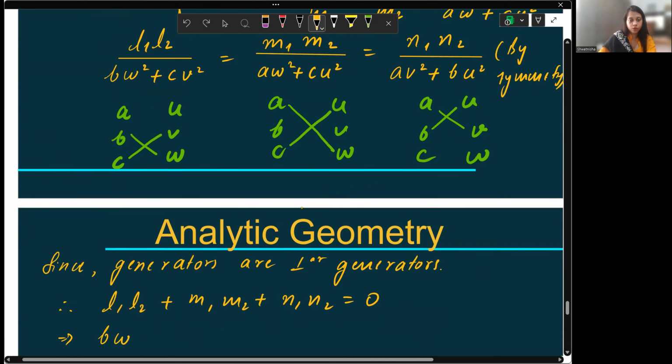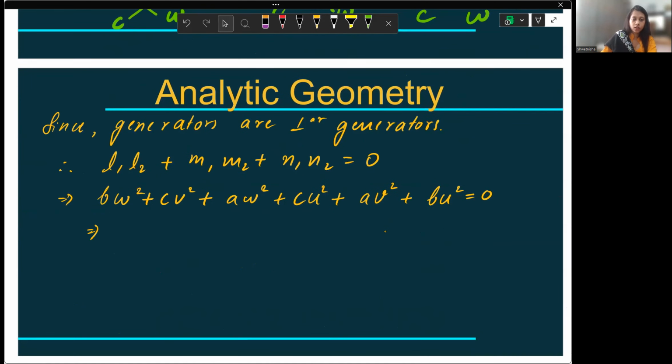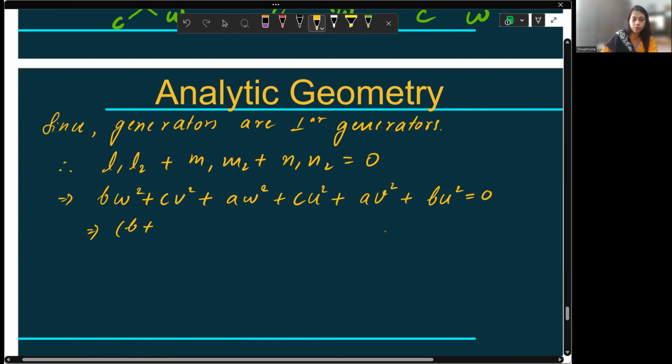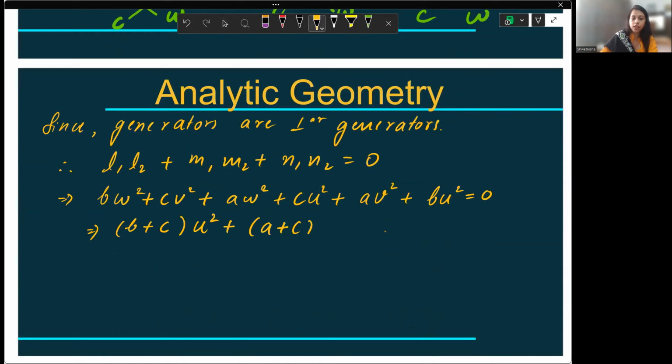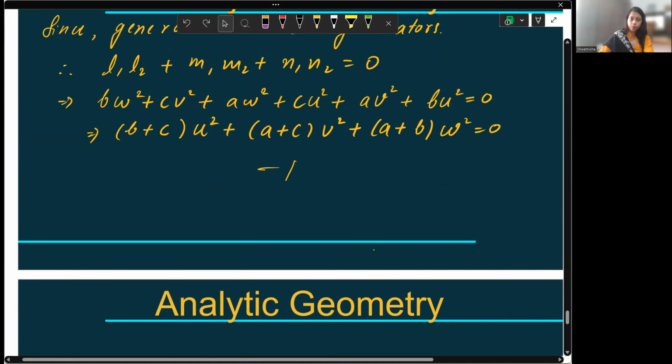So that will be BW square plus CV square plus AW square plus CU square plus AV square plus BU square is equal to 0. Let's take U square common. U square common means B plus C, V square common, A plus C, and W square common, A plus B. This is exactly what we wanted to prove. That's the case. Okay, so that's proved.